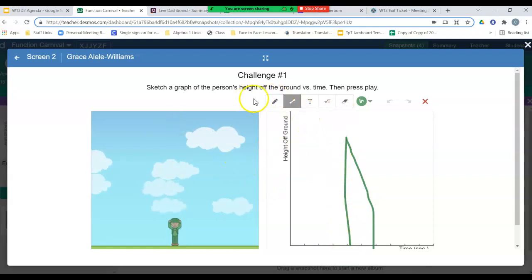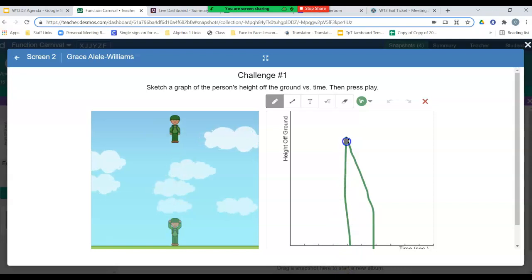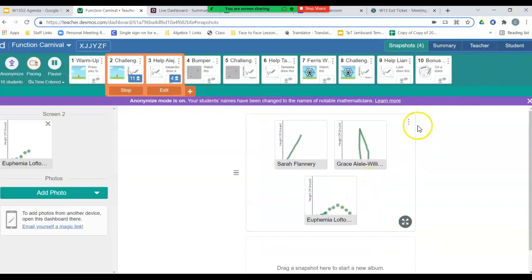But it fails the vertical line test. Somehow he's magically up here and right here at the same point in time. We have one input with two different outputs. That breaks all kinds of laws of physics, that he's going to be in these places at one time. Thank you, whoever created that graph, for giving me that example to share with everybody.